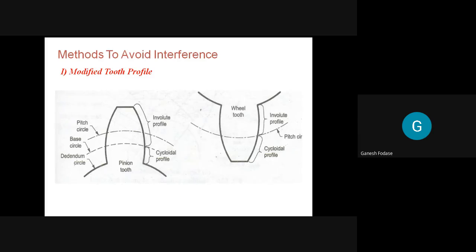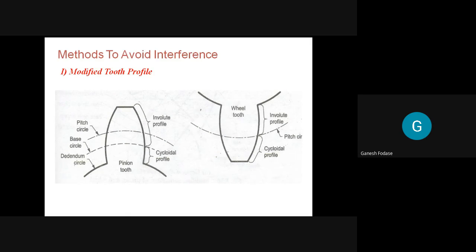Our next topic is methods to avoid the interference. In that, there are three methods basically that we have seen. The first method is modified tooth profile, in which we can see, let's say this one is an involute profile, and this one is a cycloidal profile.